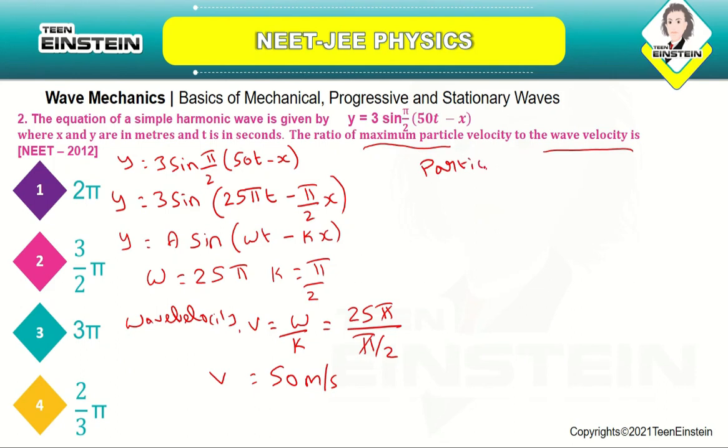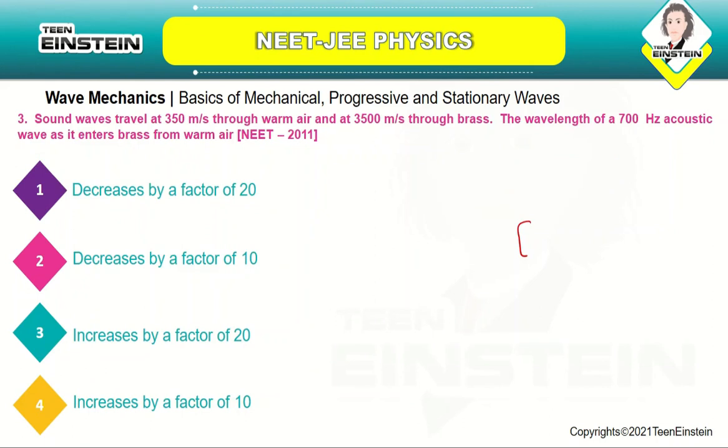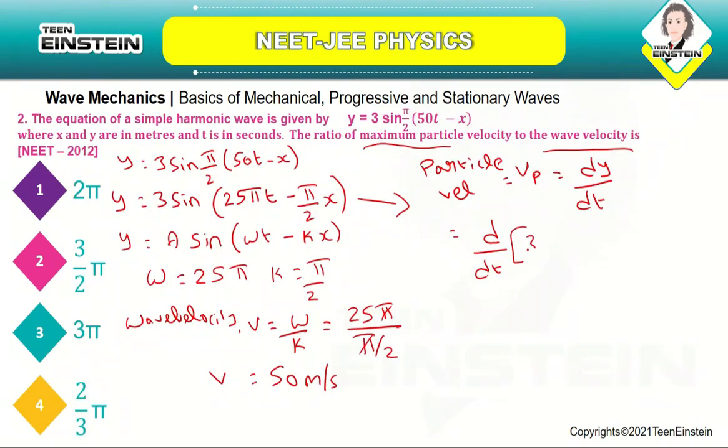Particle velocity is given by Vp is equal to dy by dt. So what you have to do is differentiate this equation. So this will become d by dt of 3 sine 25 pi t minus pi by 2 x. Okay, so you are going to differentiate this.